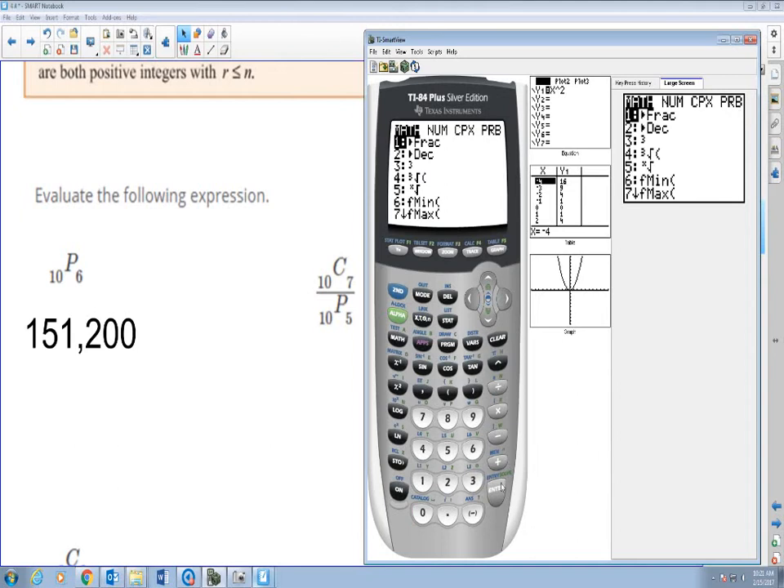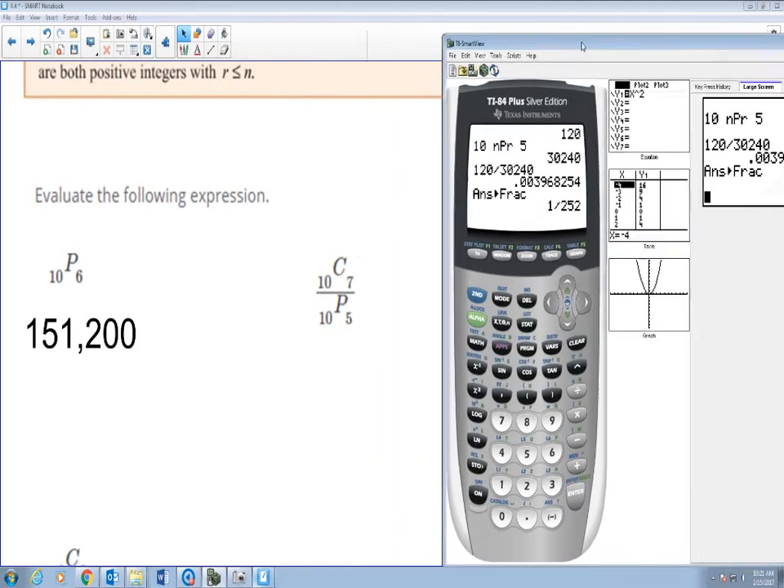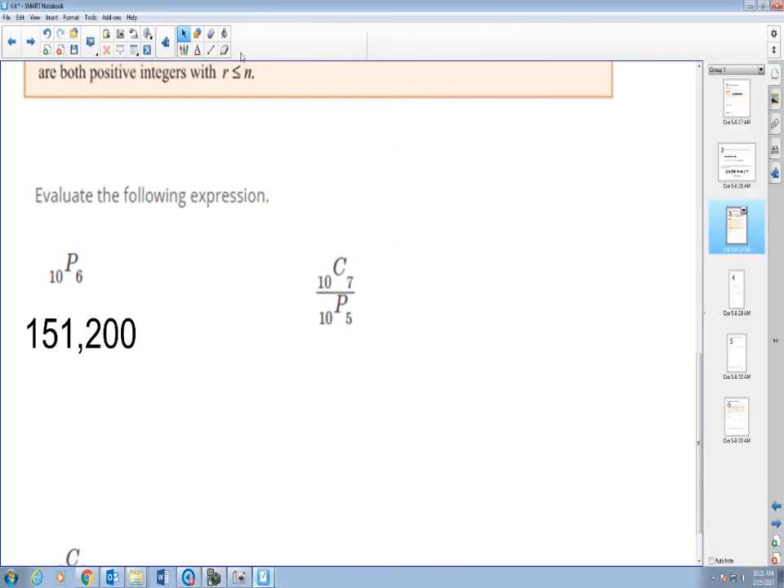Okay, so it is correct. So simplify, make it a fraction, that's 1 over 252. So nothing is wrong. Everything is good. Alright, so we did typing alright.